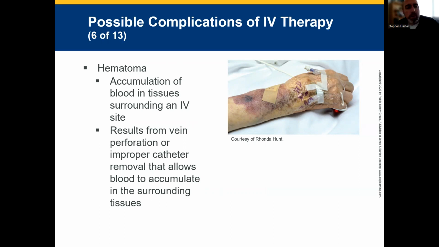All right, hematomas can occur due to accumulation of blood in tissues surrounding the IV site. You put the catheter in, and it possibly could have gone through the wall of the vein. You get this big occlusion and edema in the area, and it's surrounded with blood. It's also very possible with patients that are on some kind of anticoagulant therapy, so you have to be very careful with this.